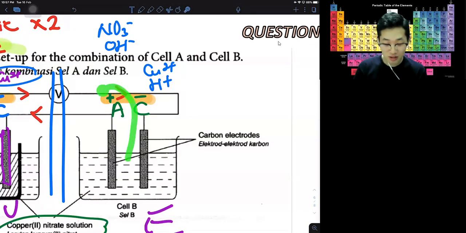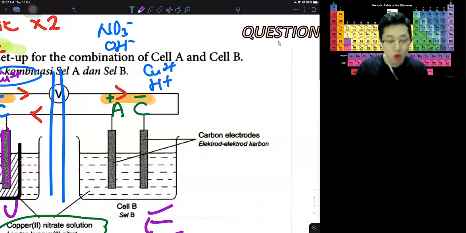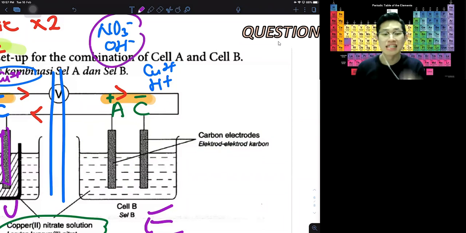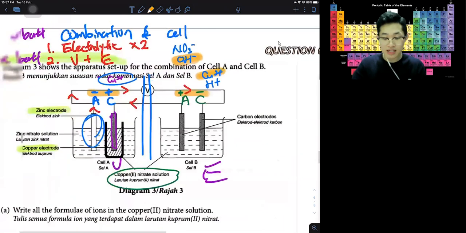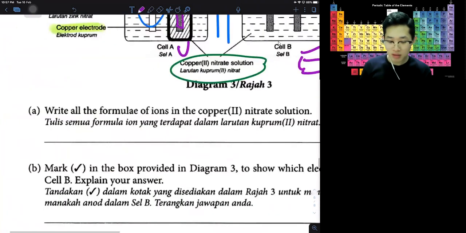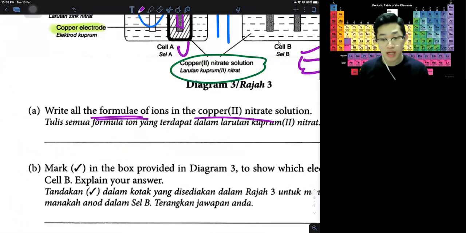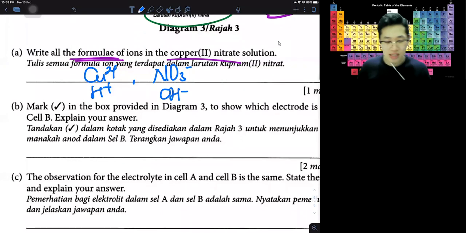Okay, see. Look at the anode. Is the anode a metal? No. Then you don't choose the metal. Look at the ion. This solution is dilute, so we select the lower one, OH. And on the other side, lower is Cu2 plus. So just like that, I have selected zinc, Cu2 plus, OH minus, Cu2 plus. All the ions in copper 2 nitrate: Cu2 plus, H plus, and then NO3 negative, OH negative. Easy.